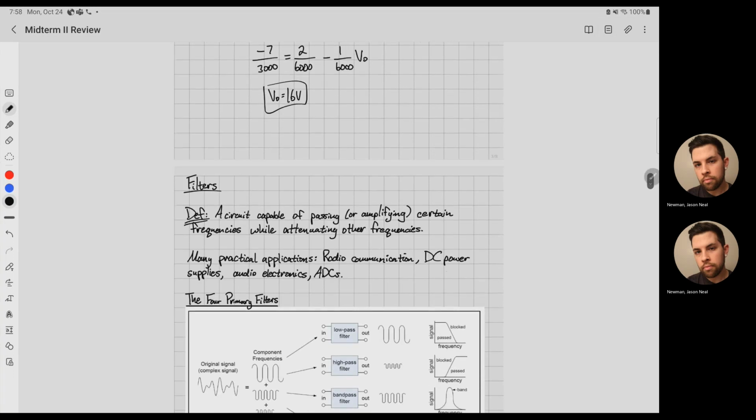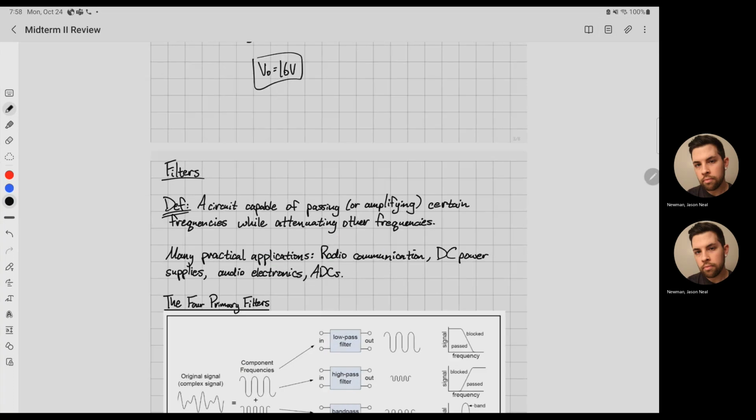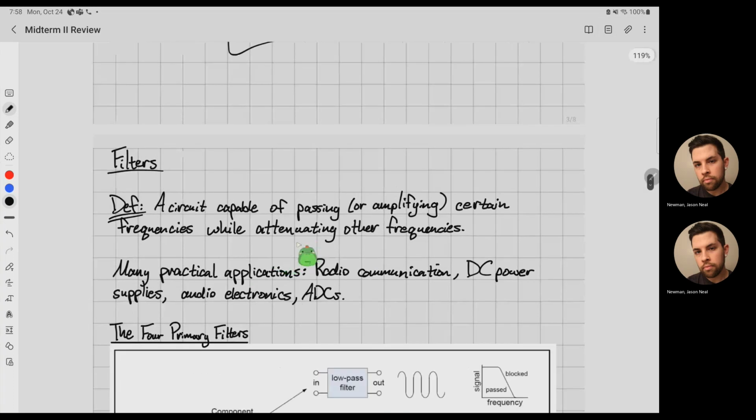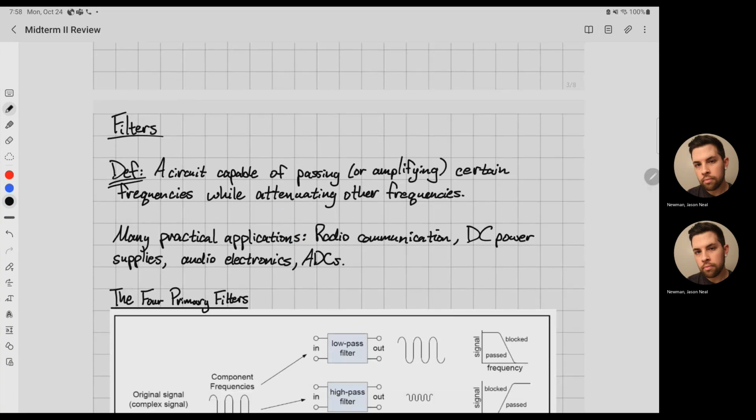So a filter is basically a circuit that is capable of passing or amplifying certain frequencies while attenuating other frequencies. And attenuating comes up a lot when you're talking about filters, but attenuating just means trying to block a certain frequency. And I hope that this siren is not picking up in the background.